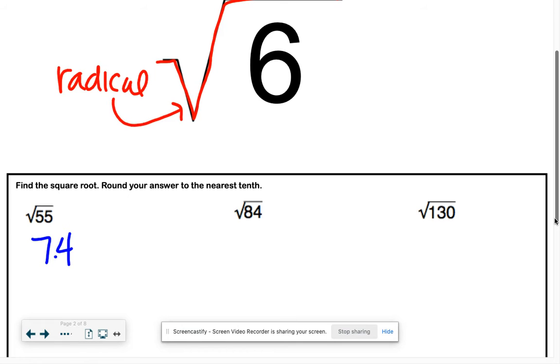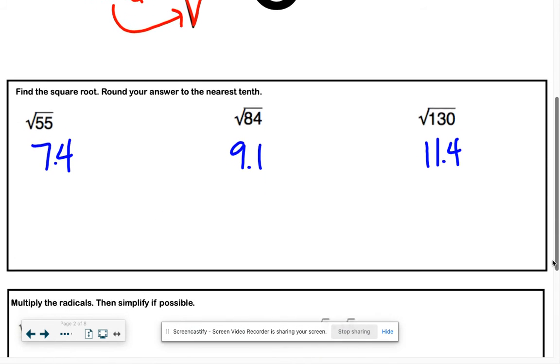To 1 decimal place. Is that enough time for everyone? So what did you guys get for the square root of 84? 9.1? Okay. Square root of 130? 11.4. We agree? Okay. So those are pretty straightforward, right? Yes. Okay, we're gonna jazz it up a bit.